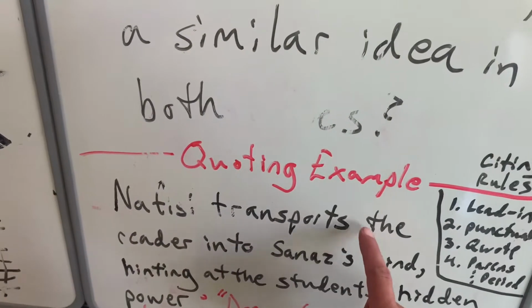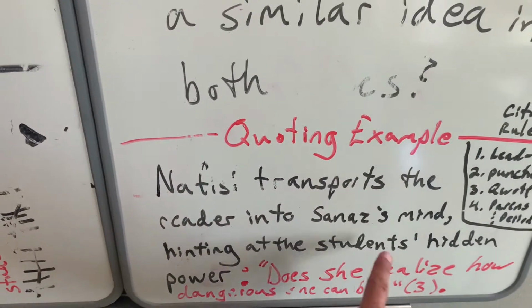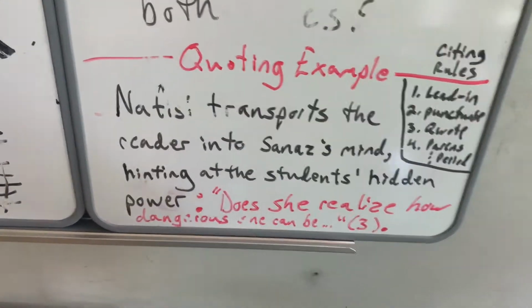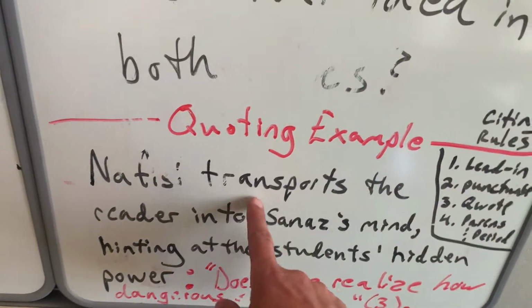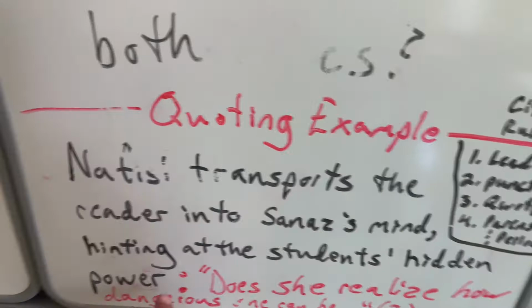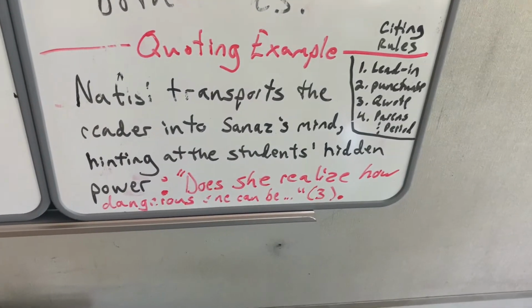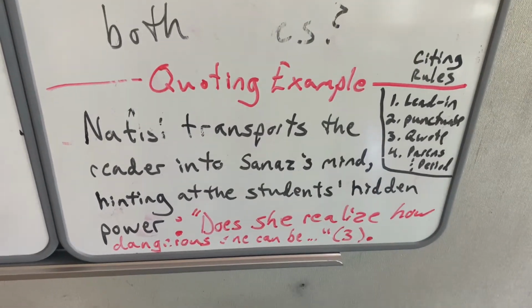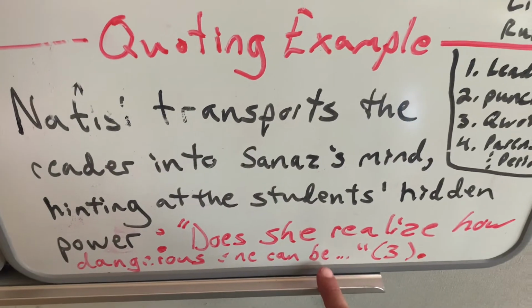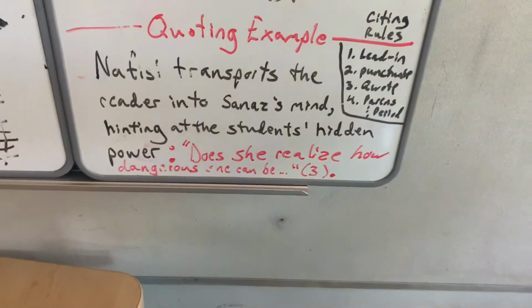Now, the type of lead-in I'm using here is a complete sentence, and it's explaining to the reader what to expect in that quote. The author, Nafisi, transports the reader into Sanaz's mind, hinting at the student's hidden power. So now we know in this quote that you're going to read, Sanaz has got some hidden power. Does she realize how dangerous she can be if one piece of hair is out of place?